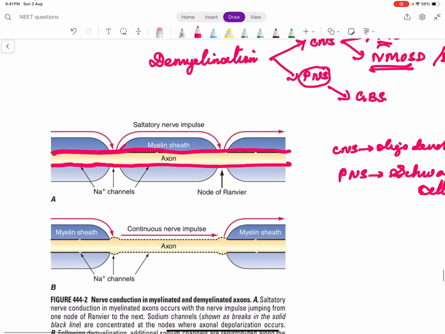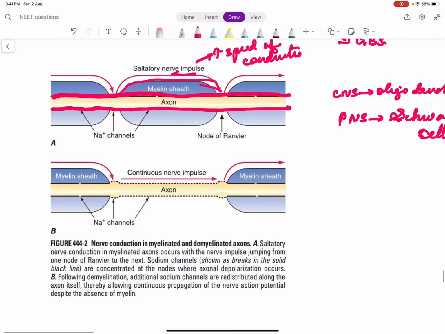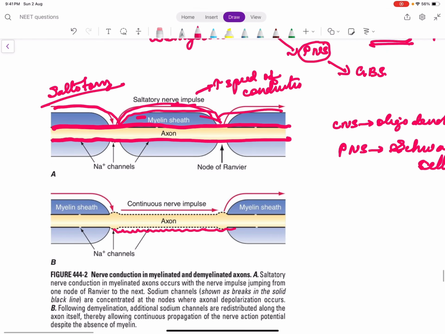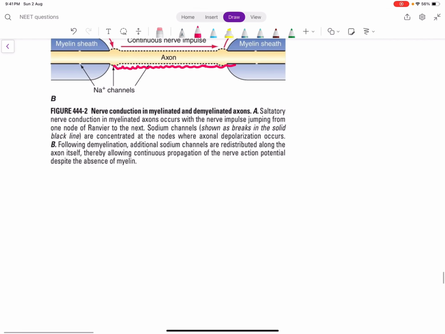So what is the function of this myelin sheath? This myelin sheath increases the speed of nerve conduction. So when there is no myelin, the conduction will go very slowly, cell to cell, slowly across the membrane. But when there is a myelin sheath, the conduction will be very fast. So it is called saltatory conduction, that is, jumping of impulses. When there is no myelin, there is only a slow conduction.